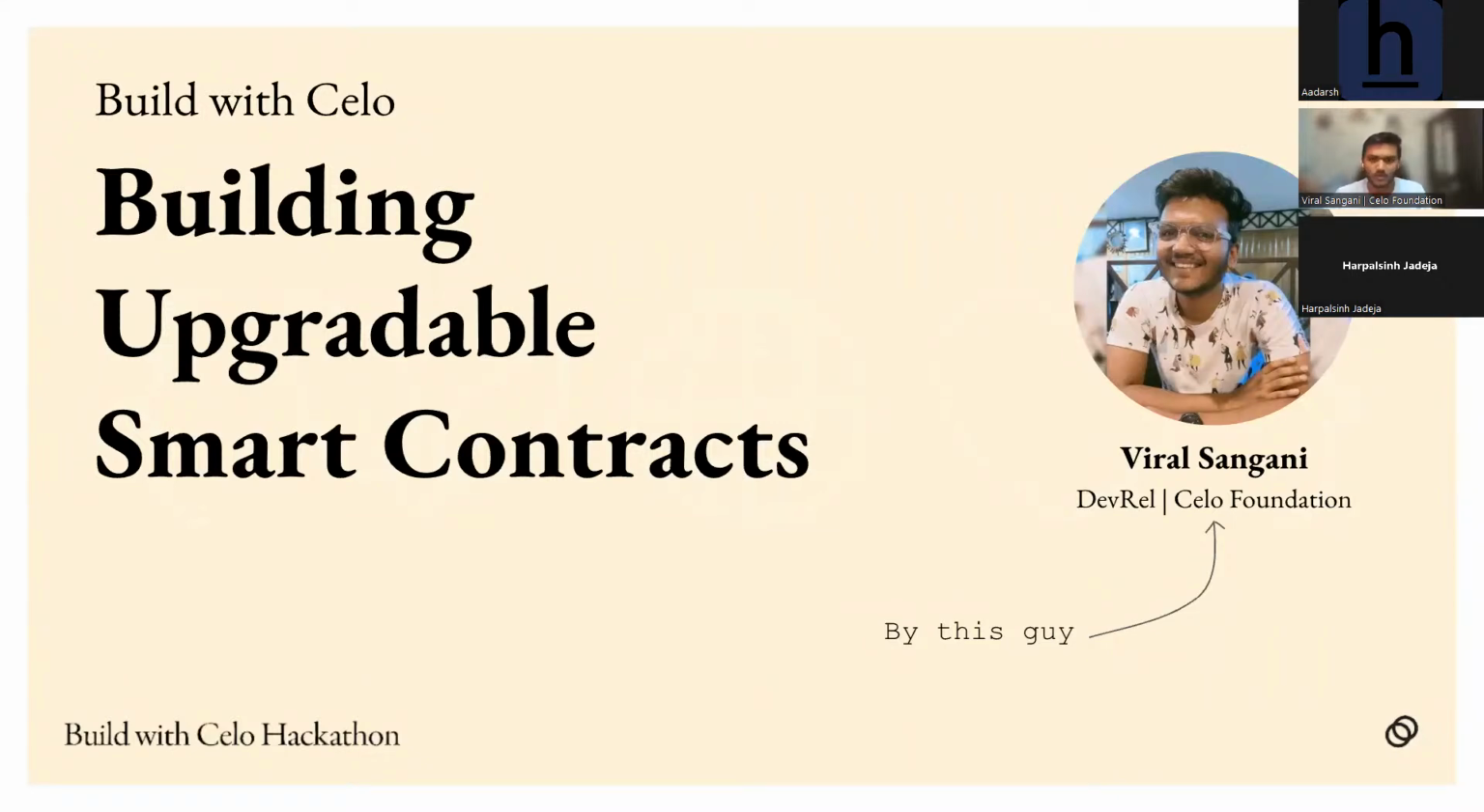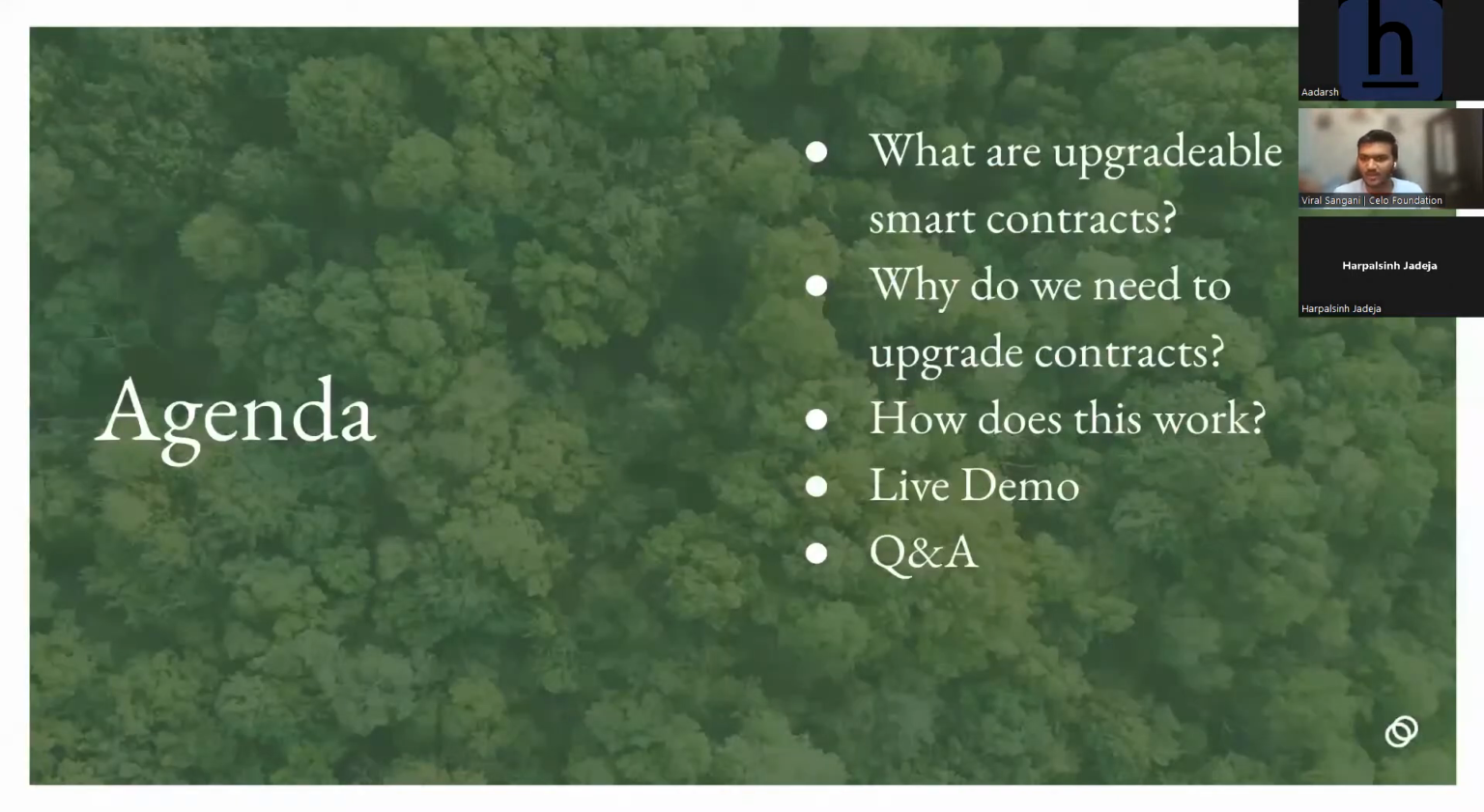So here we go. Today's agenda: what are smart contracts? We'll go through what it actually means when we say upgradable smart contracts. Why do we actually need upgradable smart contracts? If there is a reason that smart contracts are immutable on a blockchain, then why do we really need upgradable smart contracts?